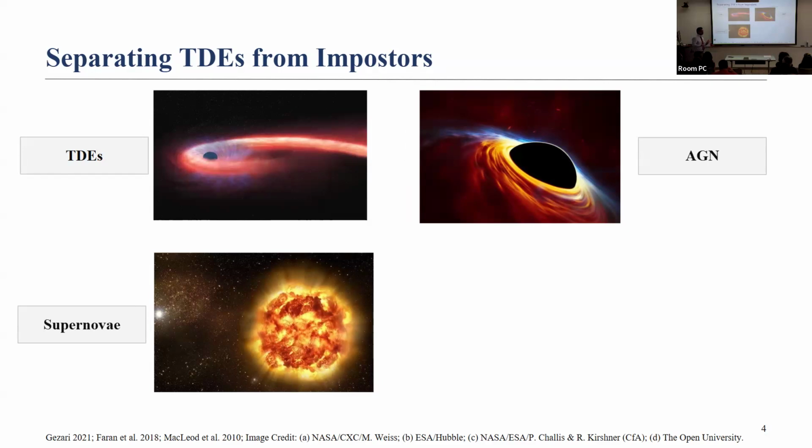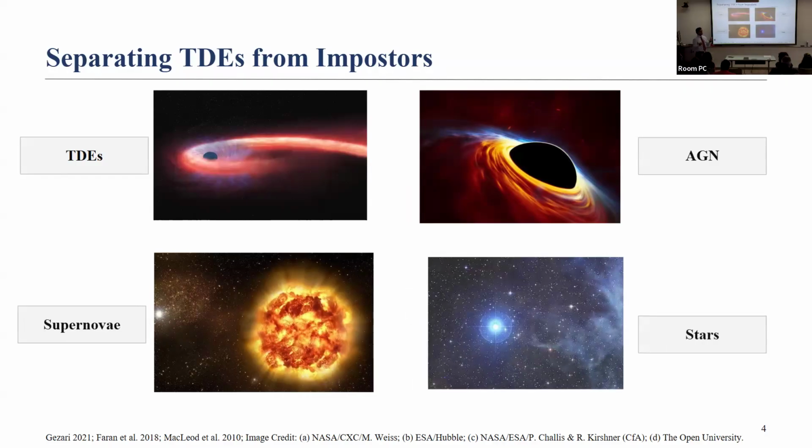It also mimics TDE somewhat in terms of rise and fade, but it has a rapid change in temperature and color. And of course, the variable star that we see twinkling at night. So we need to come up with something that helps us separate TDEs from these imposters. How do we do that?